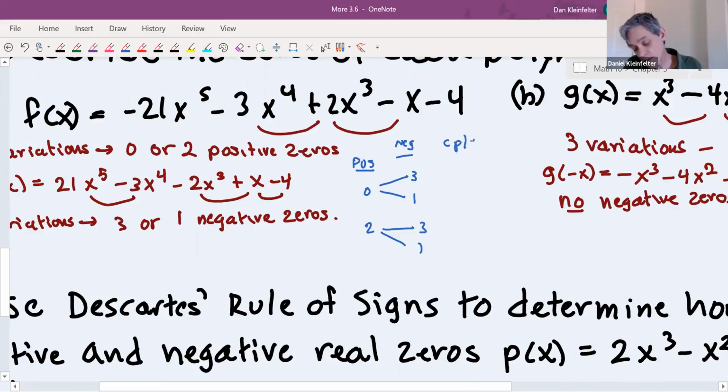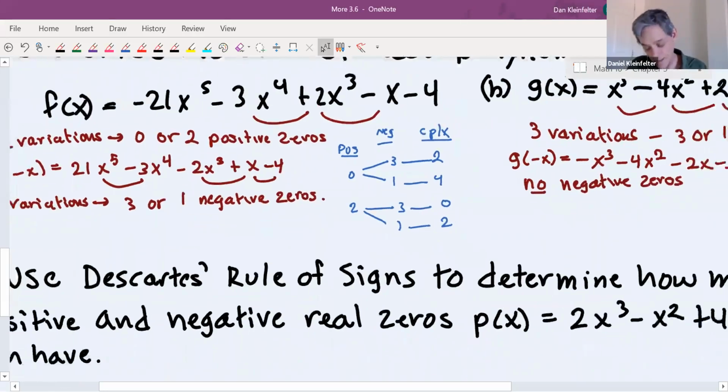For complex, we have to get to a total of 5 zeros. If there were no positives and 3 negatives, there would have to be 2 complex. If there were no positives and 1 negative, there would have to be 4 complex. If there were 2 positives and 3 negatives, there would have to be no complex. If there were 2 positives and 1 negative, there would have to be, sorry, that's 2 complex. The total has to always equal 5 zeros.